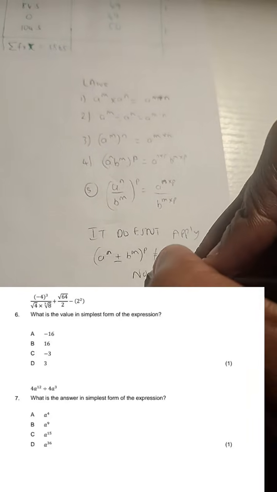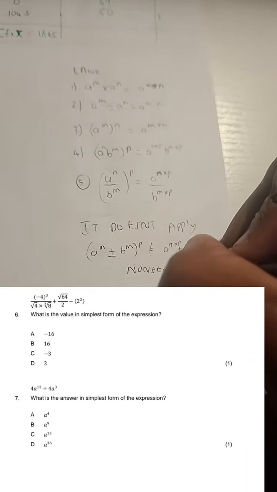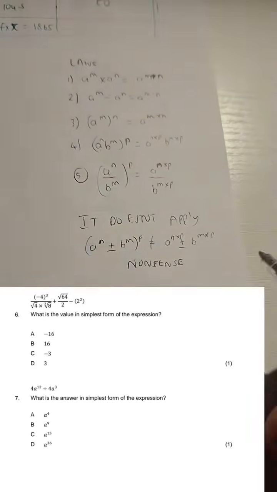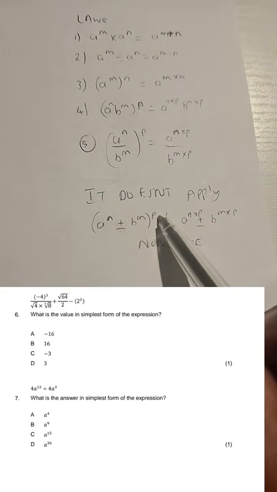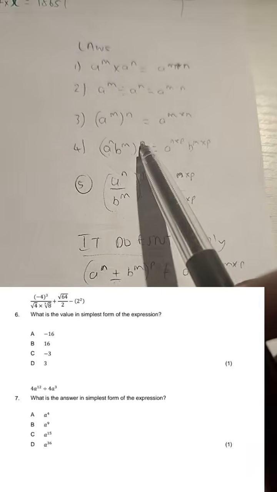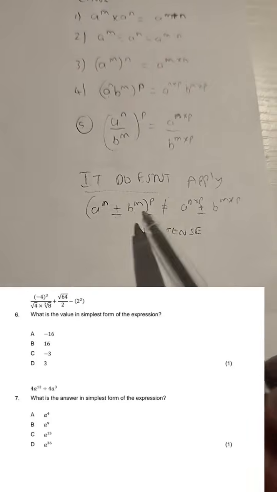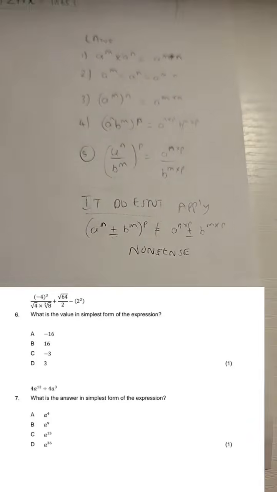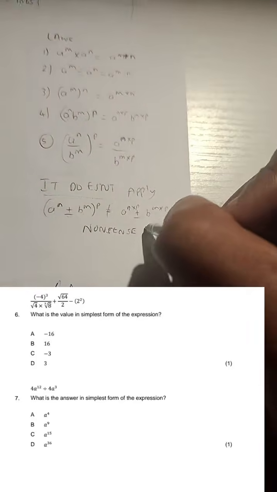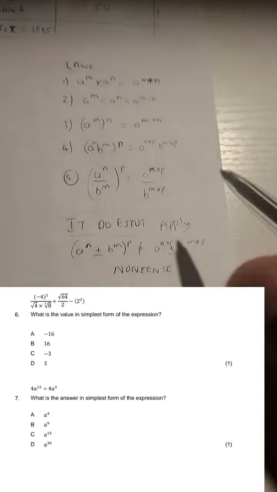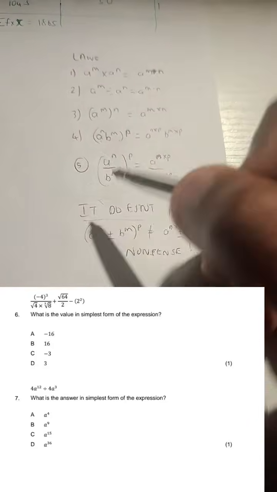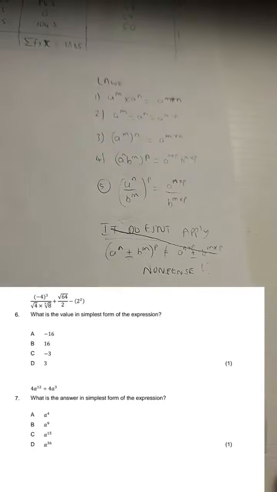This is absolute nonsense. Rubbish. Don't ever do it. Okay? The minute there's addition and subtraction between bases and there's the exponent on the outside, that's when you are able to multiply the exponents. But we don't do it with addition and subtraction of bases. It's wrong. It's nonsensical, right? Don't ever apply it. So I just want to cancel this out so that you understand we don't do that.